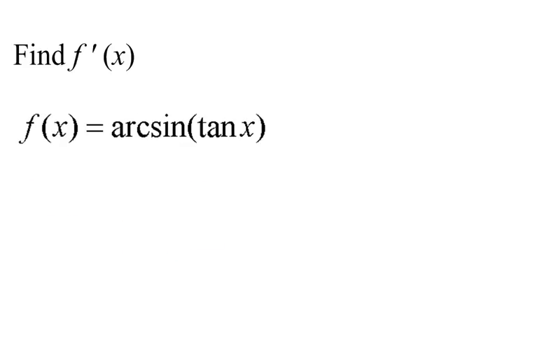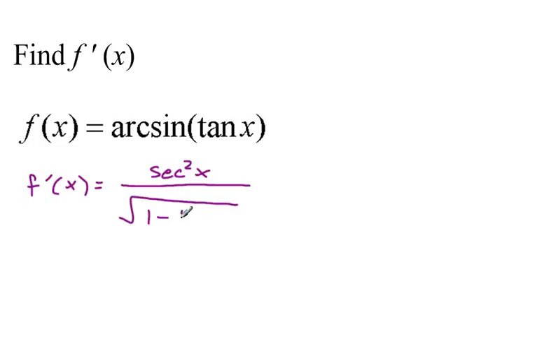And then this one, give a go on your own again. All right, f prime of x equals, and the derivative of tangent, you can either write secant squared or 1 over cosine squared. Either one works. This just looks prettier. All over the square root of 1 minus tangent squared x.